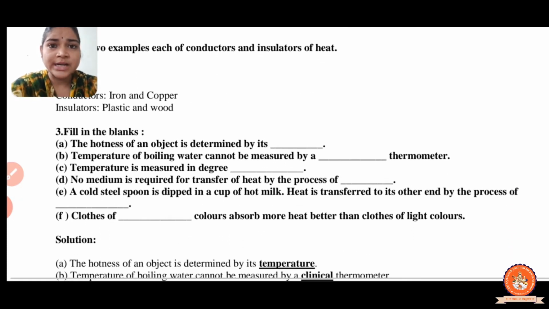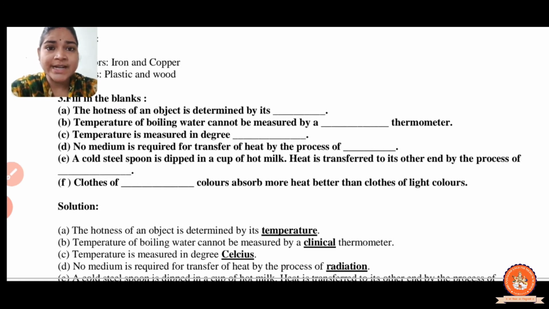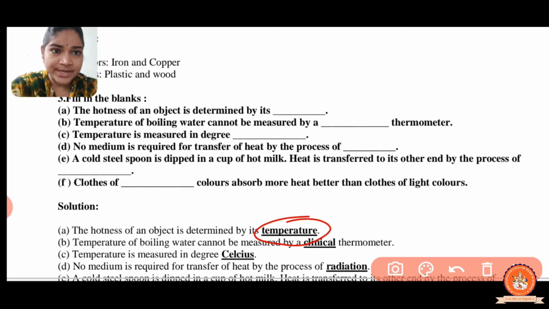Now question number 3 is fill in the blanks. Here the first question: the hotness of an object is determined by its, you know very well, the hotness or coldness of an object is determined by its temperature, and the temperature is measured with an instrument called a thermometer, right? Again I repeat, the hotness of an object is determined by its temperature. Here the answer is temperature.